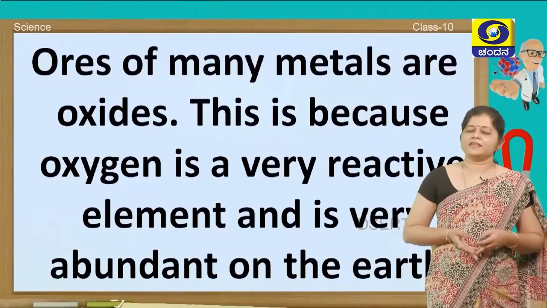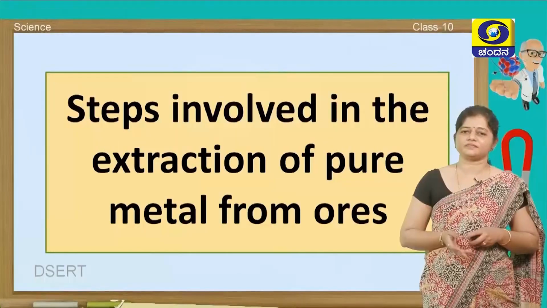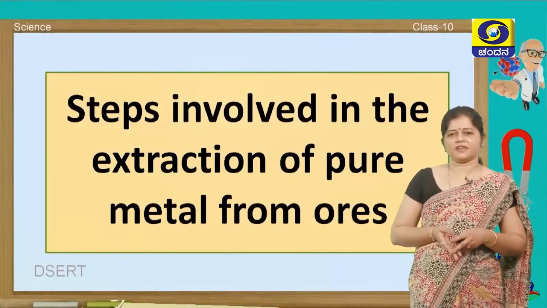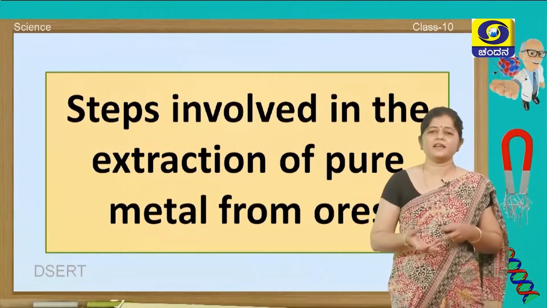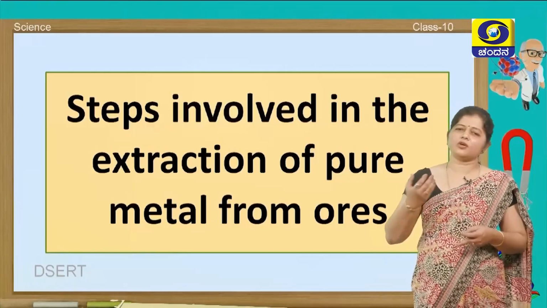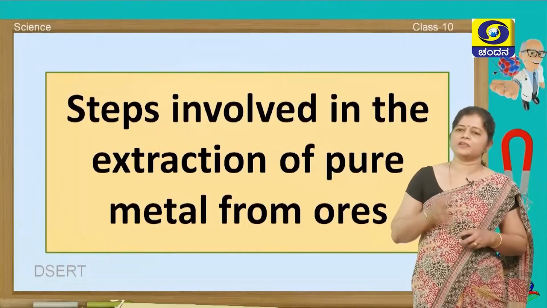Ores of many metals are oxides. This is because oxygen is a very reactive element and is very abundant on the earth. Now, we saw that there are different ores and we have to understand how to extract the metal from these ores. There are a lot of processes involved in the extraction of the pure metal from the ores.